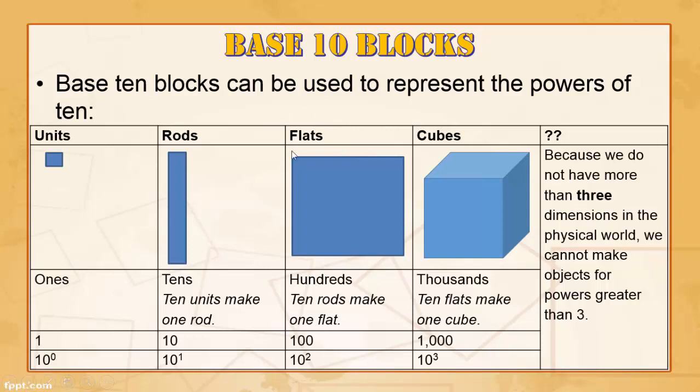The next place we have are flats, and flats are the hundreds place. 10 rods make up 1 flat, and 1 flat is made up of 100 units, which is the same thing as saying 10 squared. And then finally we have the cubes, which are the thousands. 10 flats make up 1 cube, and 1,000 units make up a cube, which is 10 to the third. We can't go any further than this since we can't really show hypercubes in our three-dimensional physical space, so we usually end our understanding of the base 10 blocks here.